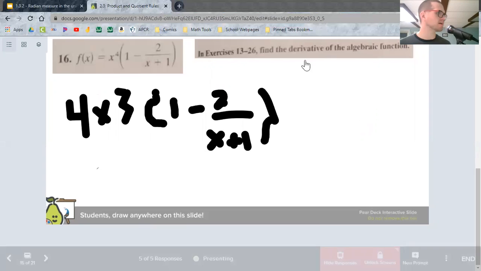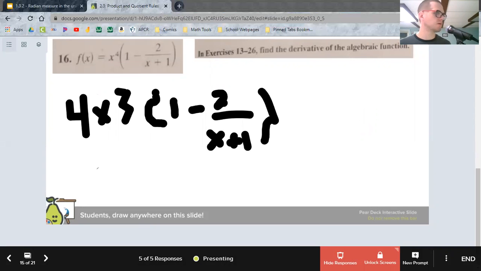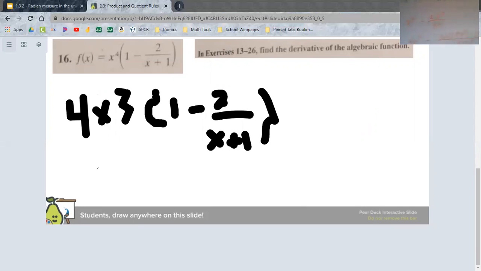Let me see how well my picture is coming through. All right. So another way to approach it.